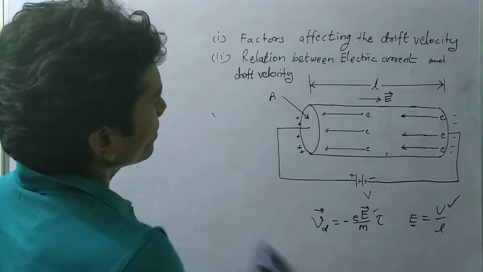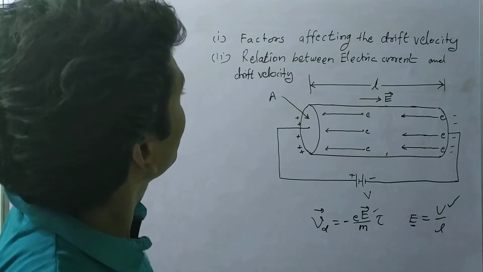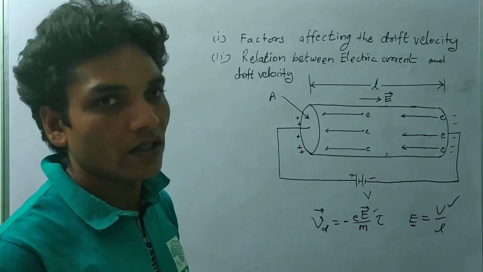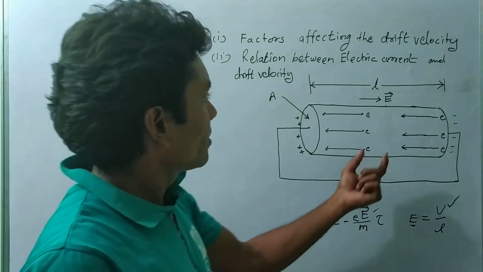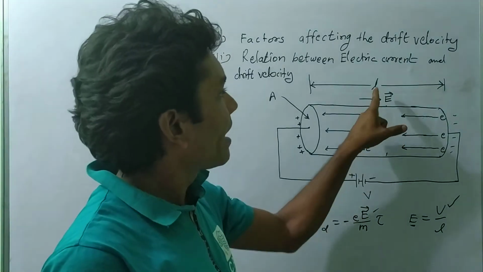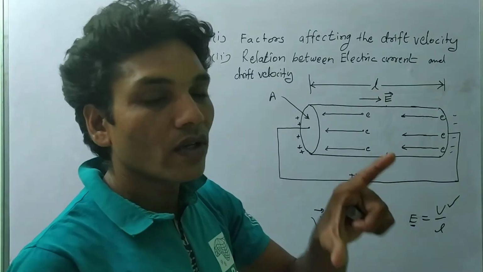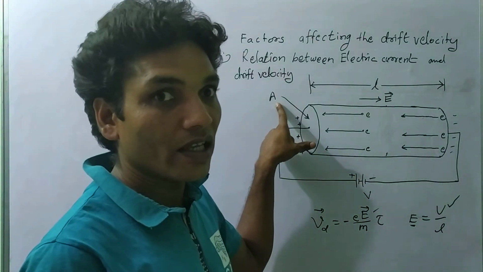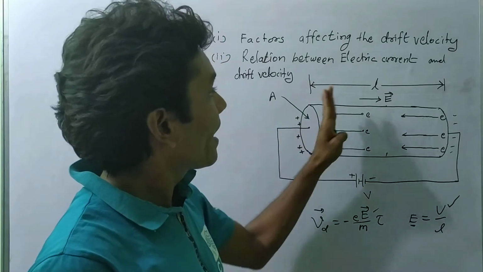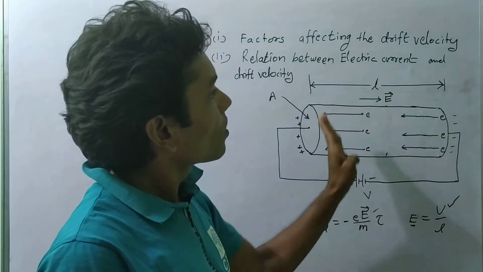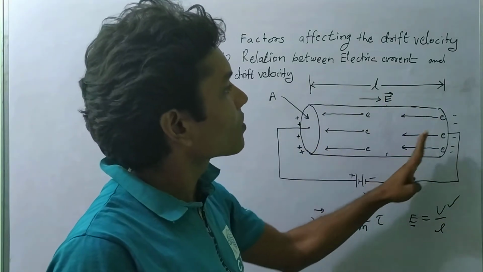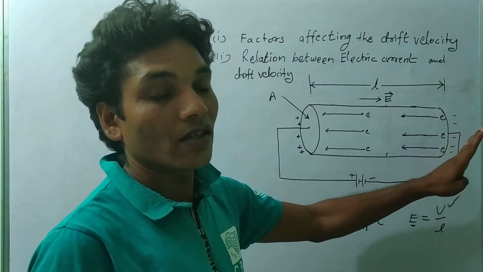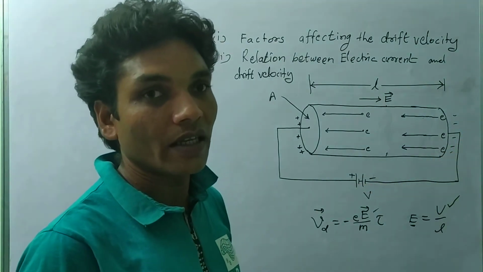Now the second point, the relation between electric current and drift velocity. Consider a conductor of length L and uniform cross-sectional area A. Uniform cross-sectional area means that at every point the cross-sectional area should be the same. So this is called uniform cross-sectional area.